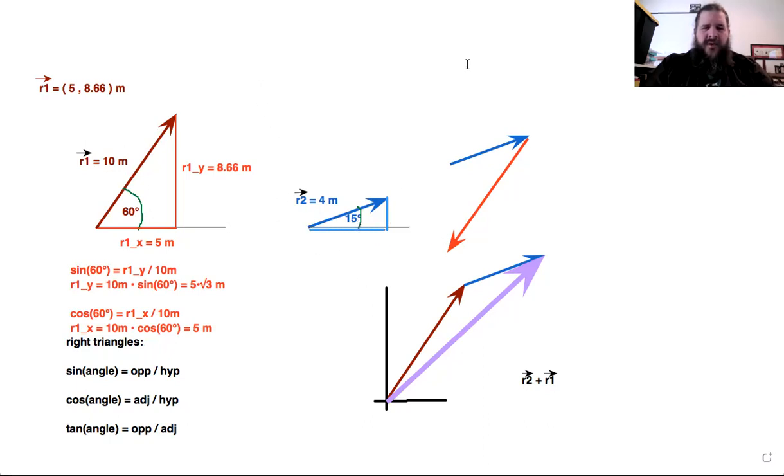So to find those components, R2x and R2y, we could just jump directly to the sine and cosine. You could, of course, set it up if you need the extra steps. But as long as you're measuring the angle from the positive x-axis counterclockwise, the x component will always involve cosine, specifically magnitude times cosine of the angle. And the y component will always involve magnitude times sine of the angle.